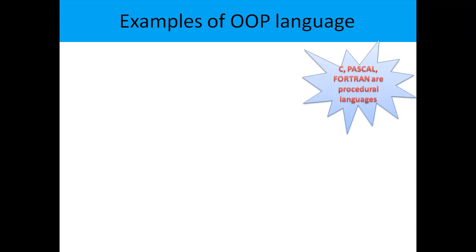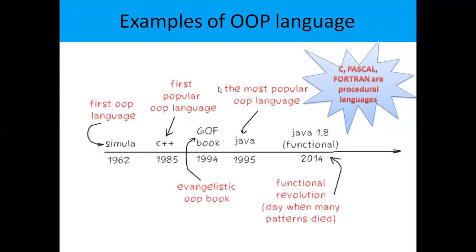C, Pascal, Fortran are different procedural languages. So these are procedural language examples. Let us see some OOPS language examples. The first OOP language is Simula, which was developed in 1962. Later, with some improvements, they moved to another popular OOP language called C++. Even though it is a popular language, it has some restrictions. So they moved on, and finally they arrived at the most popular object-oriented language called Java. This is the subject we are going to deal with in this semester.